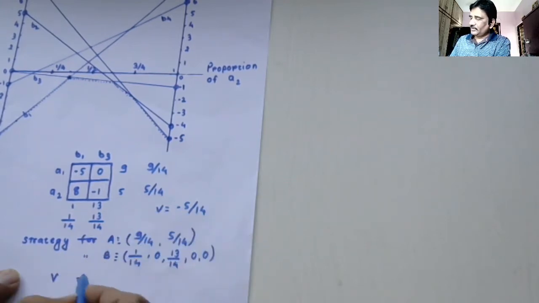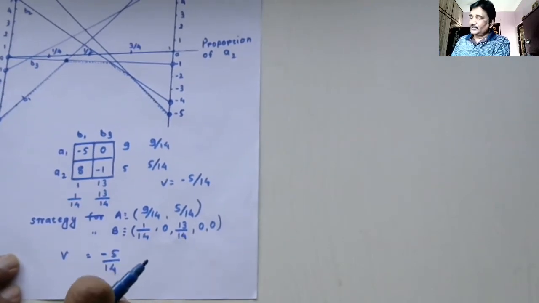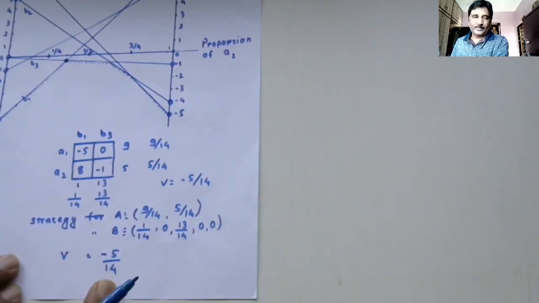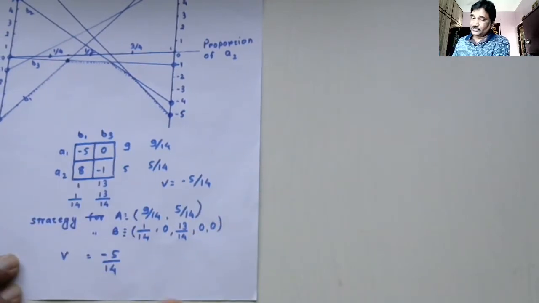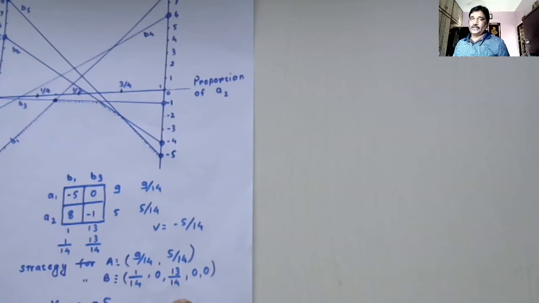And the game value we have already found out, minus 5 by 14, and we knew very well that the game value will lie between 0 and minus 5, and this is lying between that. Had this been outside the bounds, this solution would have been wrong. So this is how the problem is solved by game theory.